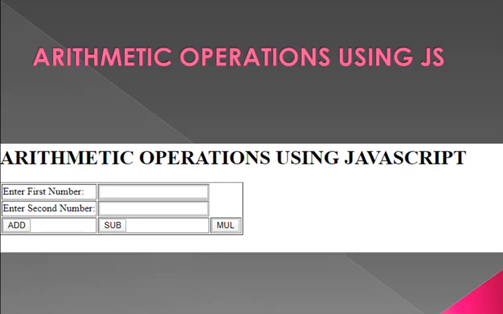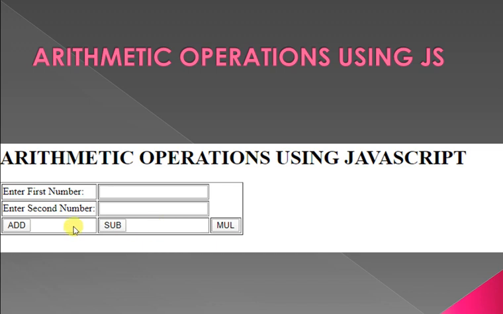Yeah, hello everyone. In today's session, we will look at how to perform arithmetic operations using JavaScript. Right, without wasting much time, let us start to get the output which I have shown in the snapshot. If you observe carefully in the snapshot, there is one heading, that is, arithmetic operations using JavaScript, and after that, you look here.